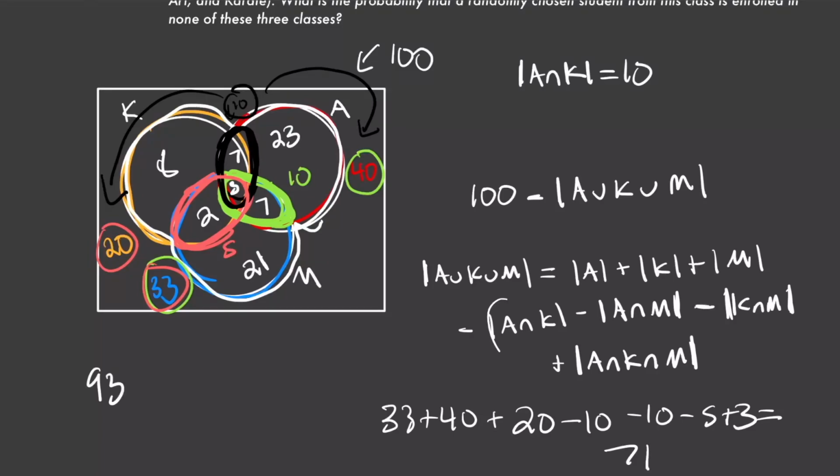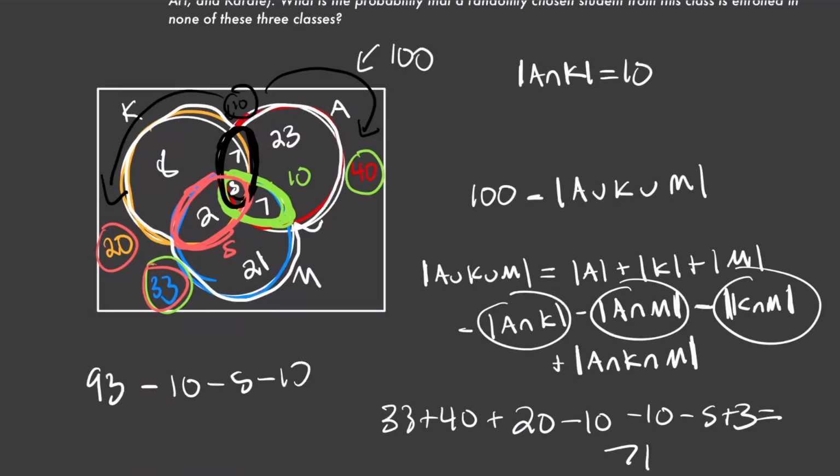So every single one of these pairwise intersections was counted twice, even though we only wanted it to be counted once. And that's why we subtract off every pairwise intersection. And when we do that, which in our case was minus 10, minus 5, minus 10, well then now all of the pairwise intersections were counted one time, which is what we want.